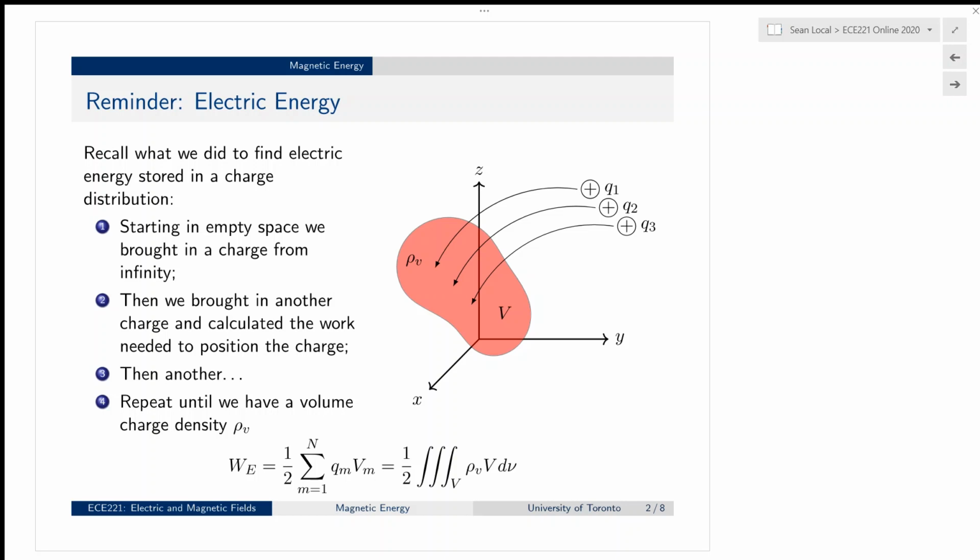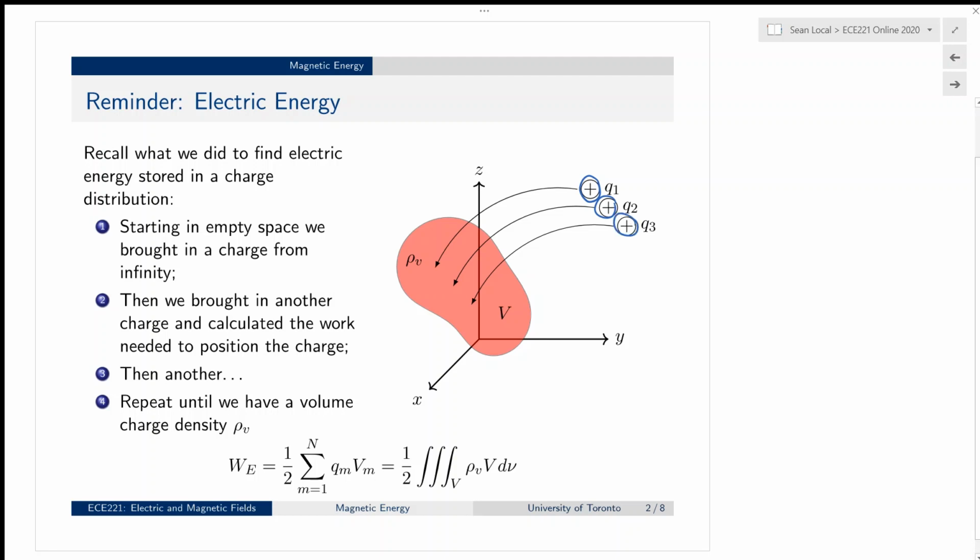We started with empty space, and then we began with a charge Q1, which we then brought into the empty space from infinity. And that costs us no work because there were no charges in the space originally, and so there was no electric field initially present in that space. So moving charge Q1 into the space didn't cost any work. But then when we brought a charge Q2 in, there was an electric field already established by Q1, so it cost us some amount of work to bring in Q2.